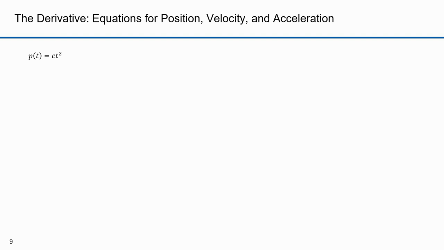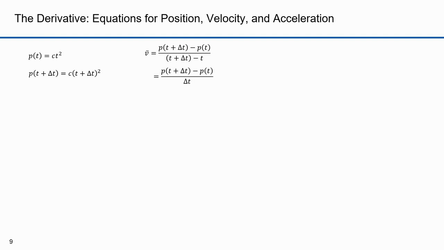Let's start with the equation for distance given time, p of t equals c times t squared. Let's then compute p of t plus some delta t where delta t is greater than zero. I now have an equation for p of t, an equation for p of t plus delta t. I'm going to derive a formula for the average velocity over this delta t interval. This equation gives me the average velocity between t and t plus delta t. The numerator is the distance traveled at t plus delta t minus the distance traveled at t. The denominator is t plus delta t minus t.